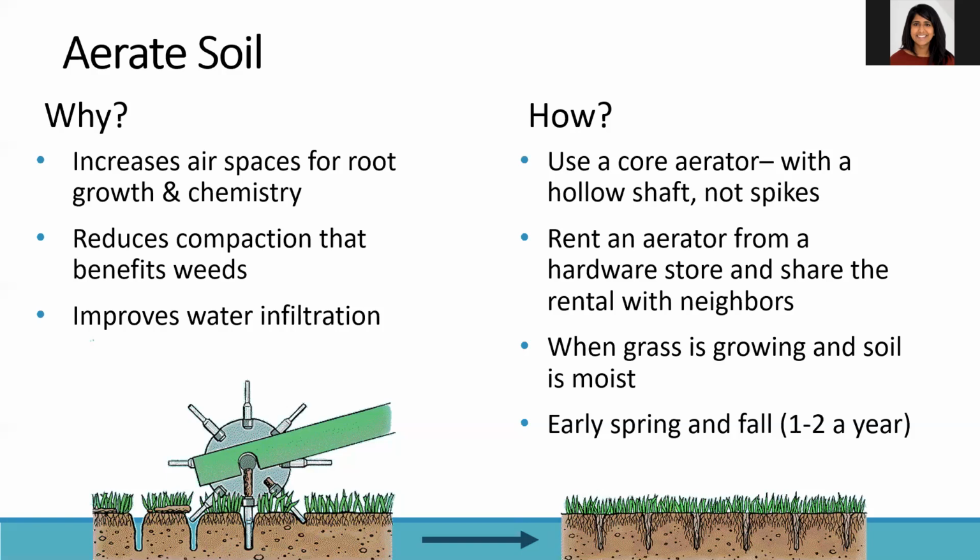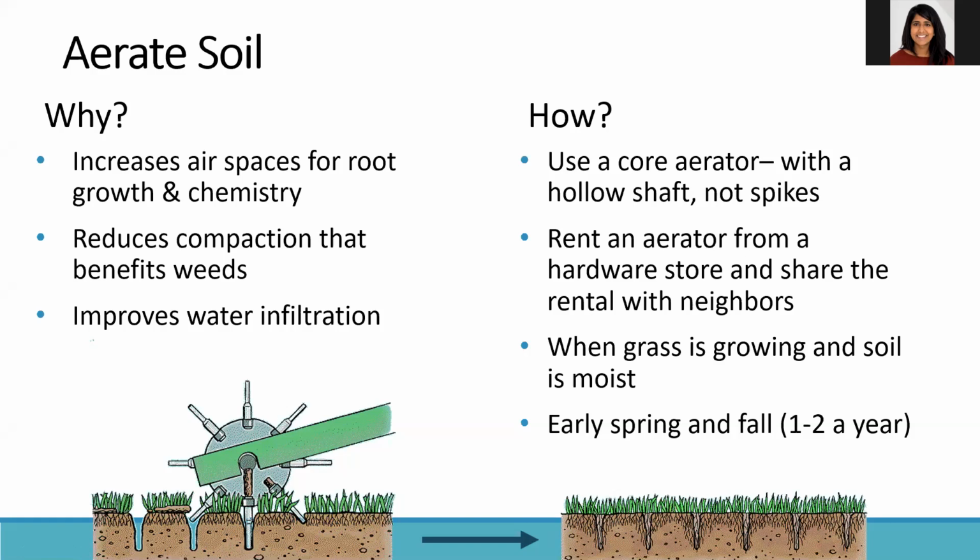If you're looking at this picture here, you can see that by using an aerator, you're opening up these pore spaces and there's more room for these roots to grow. So it reduces compaction, which also sometimes benefits weeds, and will also improve your water filtration. When you're aerating, it's best to use a core aerator, with hollow shafts, not with spikes.